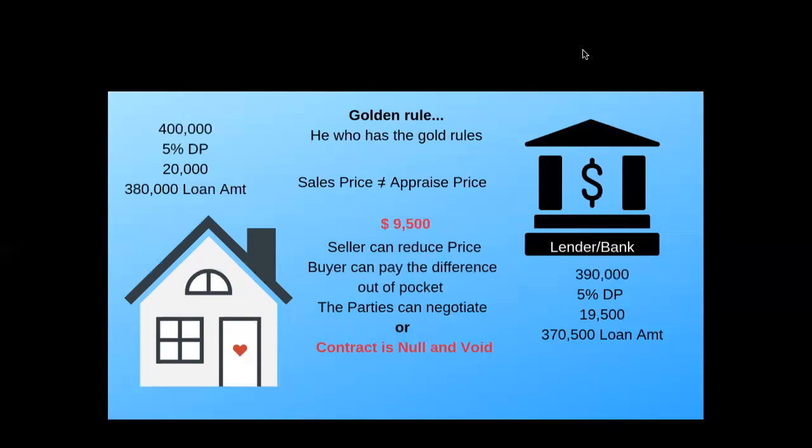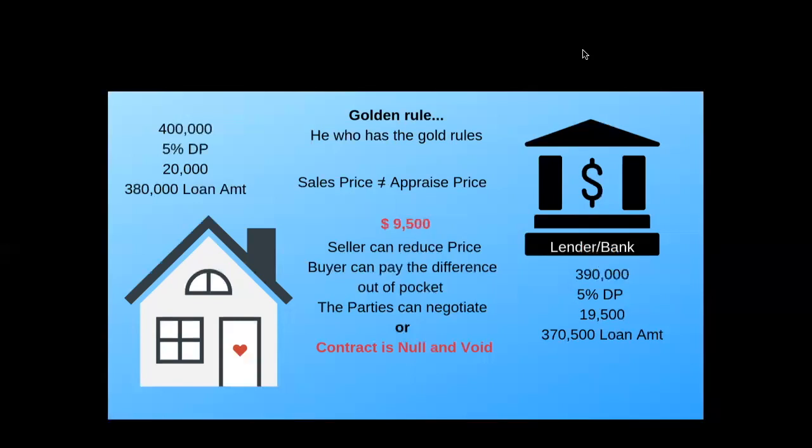This is why it's so critical to know how to do a CMA and make sure the values match up so that you can support it with the bank. The options when a sales price doesn't match an appraised price are the following. The seller can reduce the price and take a loss. The buyer can pay the difference out of pocket and come up with extra money, and hope that they have the $9,500. The parties can negotiate, split the difference, or come up with some type of agreement, or the contract will be declared null and void.